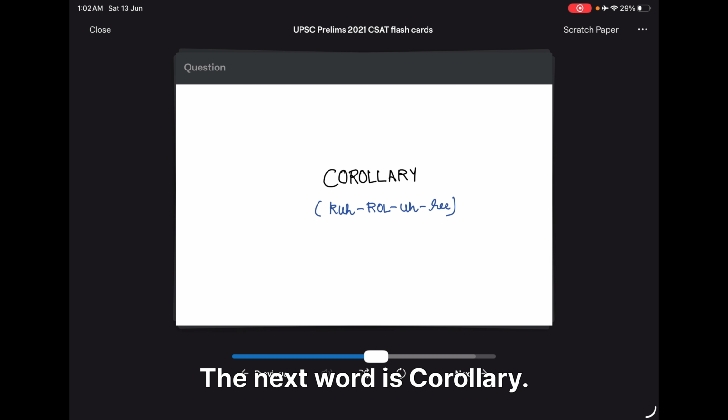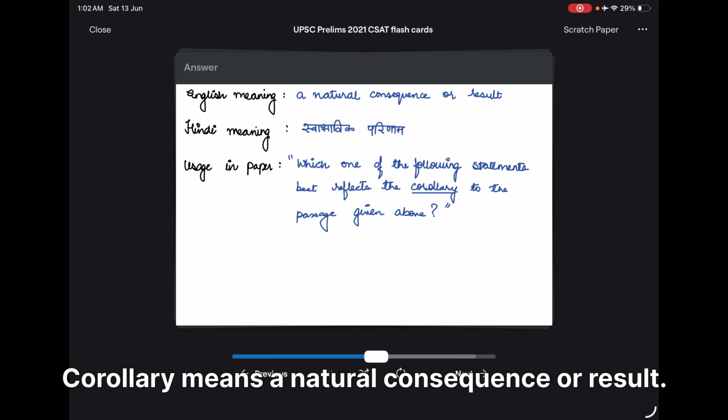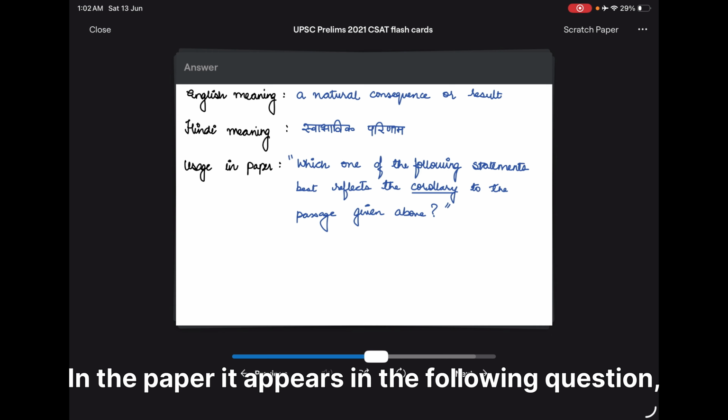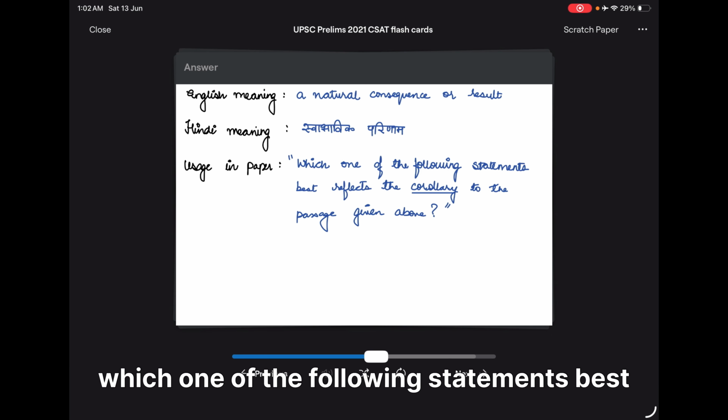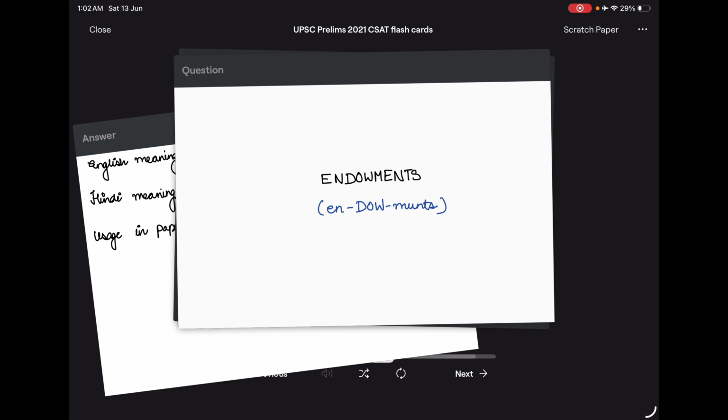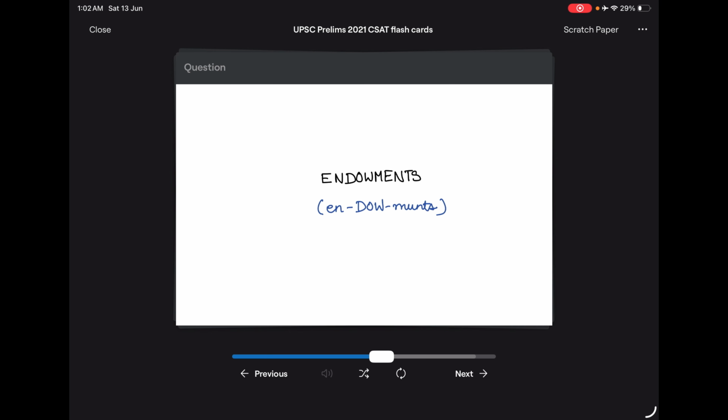The next word is corollary. Corollary means a natural consequence or result. हिंदी में इसका अर्थ है स्वाभाविक परिणाम. In the paper, it appears in the following question: which one of the following statements best reflects the corollary to the passage given above?